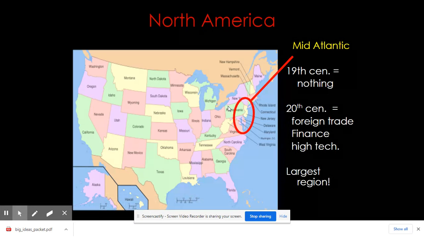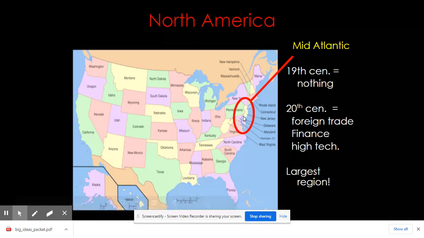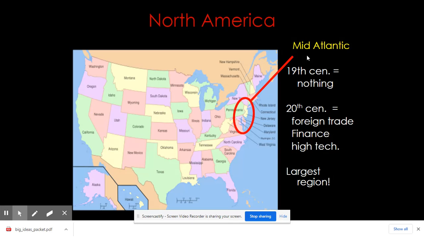But the next place that you're going to write down here is in the mid-Atlantic. So what's in the mid-Atlantic? Think about New York. New York is still, to this day, known for foreign trade and finance. Like, the reason that the Twin Towers were hit with 9/11 is that was a symbol of American finance and banking and stock trading in the world. So this is where a lot of our high tech comes from. But I think that's funny. In the 1800s, we were mostly farming in this region, and then we just went bananas with our foreign trade and our finance.